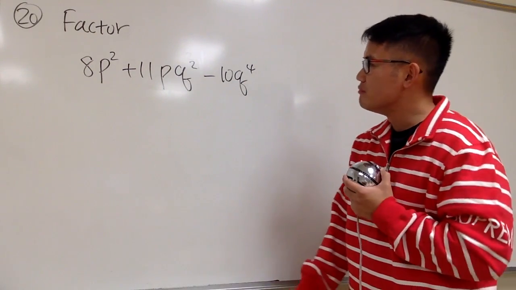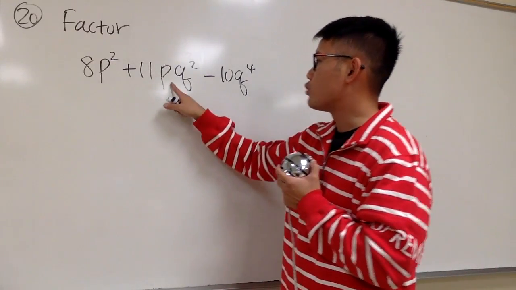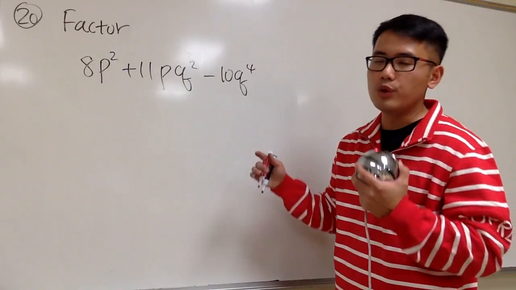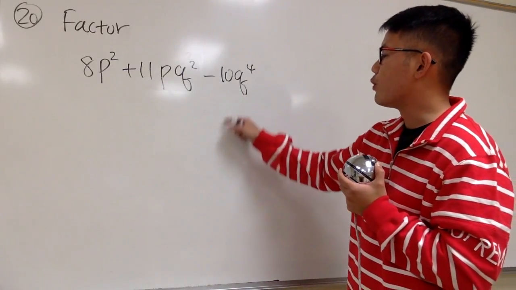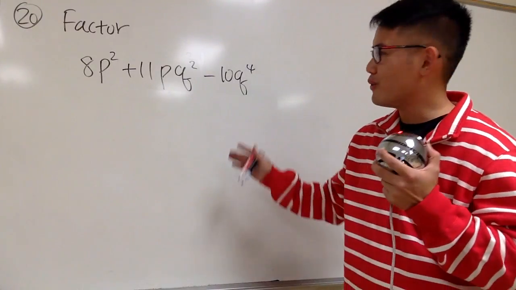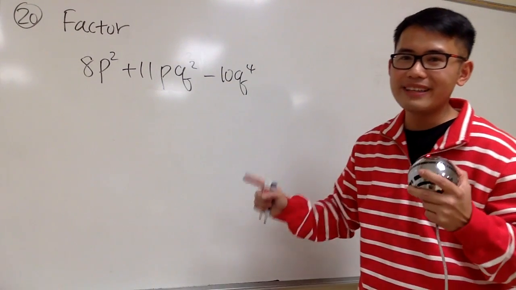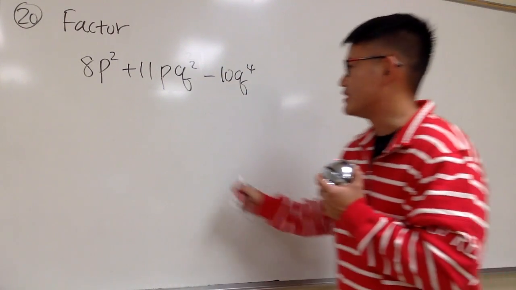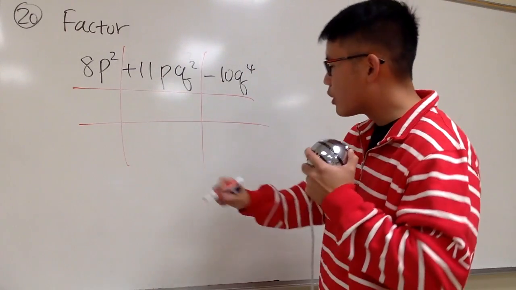No. How about for the variables? Here we have p squared, here we have p, but then for the third term, we don't have any p. How about for q? Well, q to the fourth, q squared, but then this right here has no q, right? So no GCF. And because we have 3 terms, let's go ahead and do the tic-tac-toe, right? So it's a good choice right here to proceed with the tic-tac-toe.